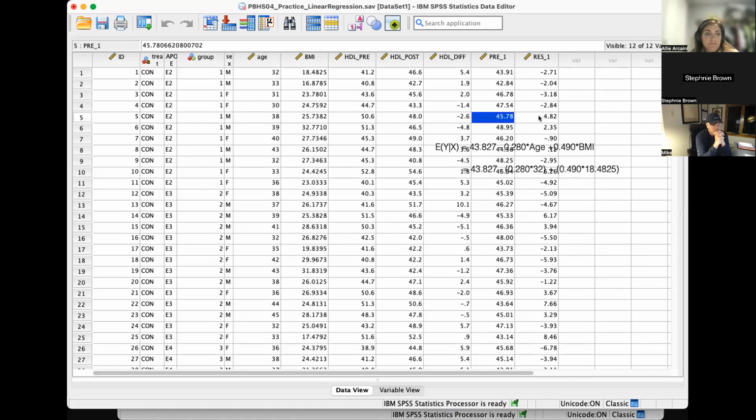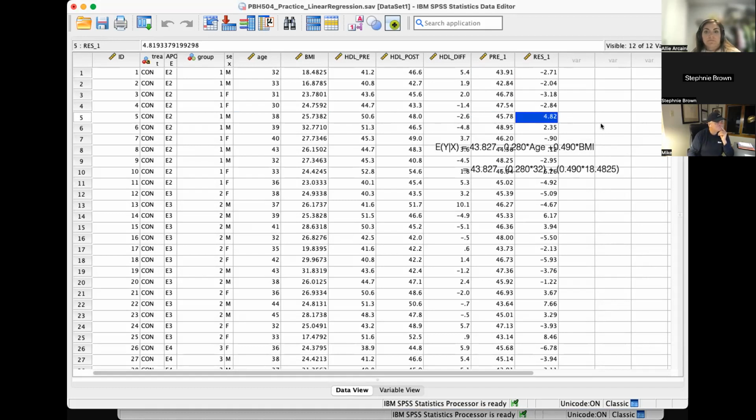Here's somebody where we have a positive residual, we undershot. This person, age 38, BMI of 25.73, the regression model predicted that they should have an HDL of 45.78, when in fact they had one that was higher, 50.6. So we undershot, so we have a positive residual, which is kind of weird, right?